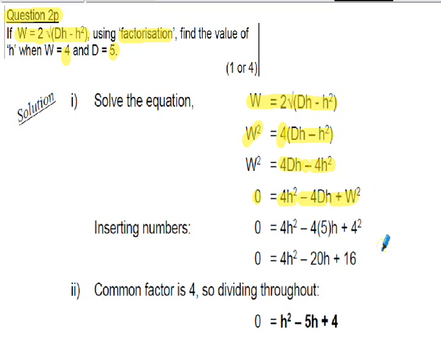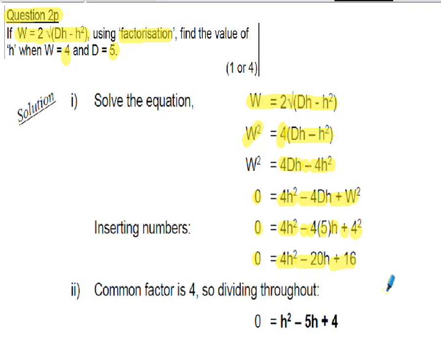Putting in the values for d and w, I now get 0 equals 4h squared minus 4 multiplied by 5 multiplied by h for the second term plus 4 squared. So I put in the value of d is 5 and w is 4. Just tidy up on the next line, the middle term, I get 0 is equal to 4h squared minus 20h, that's 4 times 5, 20, plus 16.